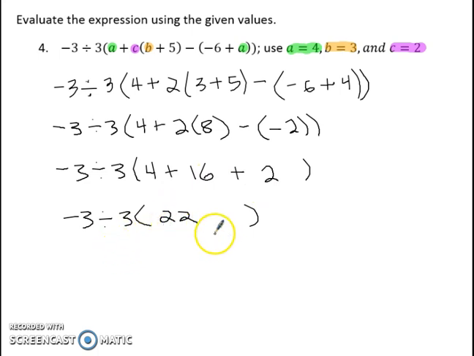And now from here, I've got everything wiped out from the inside of the parentheses, and I have negative 3 divided by 3 times 22. Now, from here, we have to use multiplication and division from left to right. So I'm going to start off with the negative 3 divided by 3, which is minus 1, and that is still connected to the 22 with a multiplication. So we will multiply negative 1 times 22, and that gives us a negative 22.